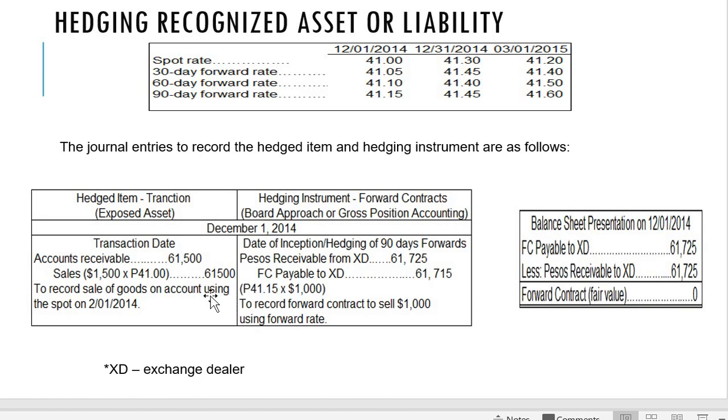Okay, so to record the hedge item, of course, we'll use the spot rate. We will debit accounts receivable, credit sales at the spot rate at the transaction date, which is 41. So debit accounts receivable, credit sales for 61,500. This records the sale of goods on account using the spot rate on December 1.